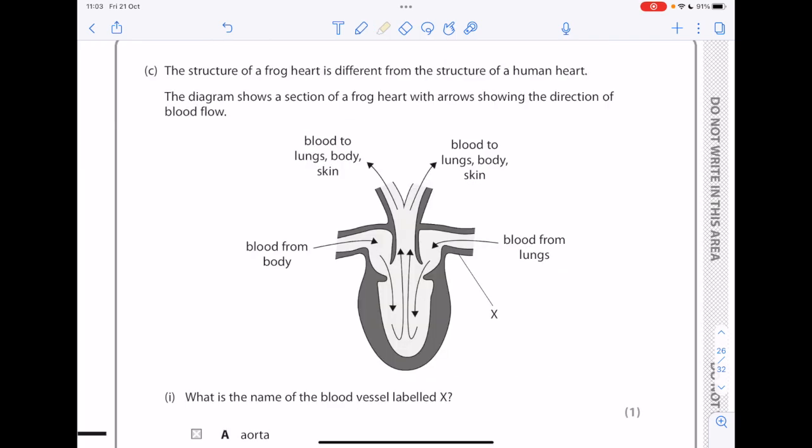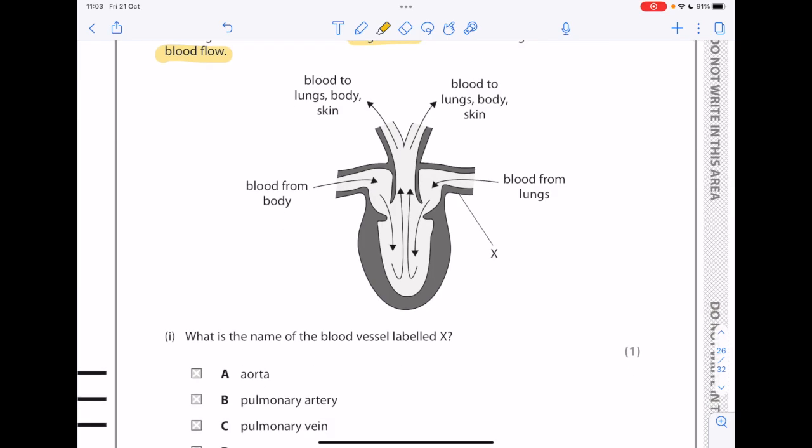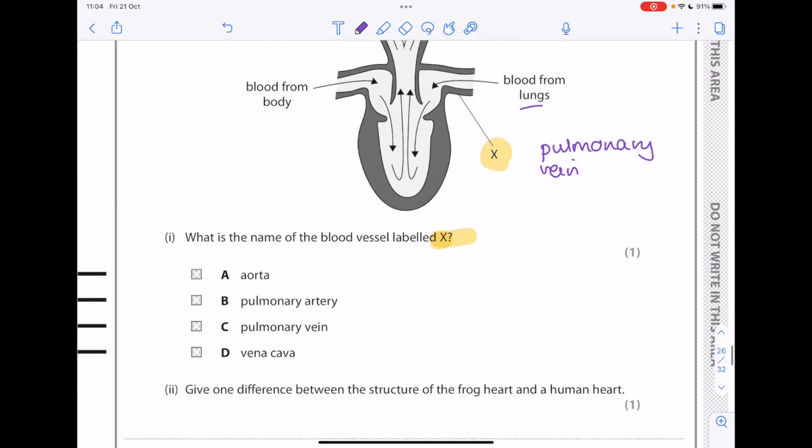The structure of a frog heart is different to the structure of a human heart. The diagram shows a section of frog heart with arrows showing the direction of blood flow. What is the name of the blood vessel labelled X? Okay, it's coming into the heart, which remember means it must be a vein. It's coming from the lungs. The word pulmonary means relating to the lungs, so it is the pulmonary vein.